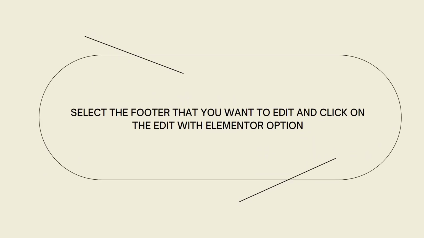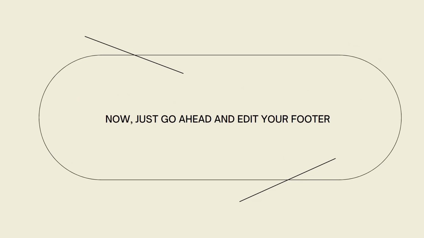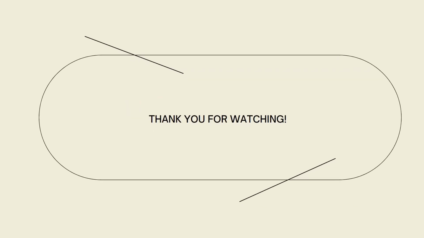Then, once you've done that, select the footer that you want to edit. Once you've selected it, scroll down until you see the Edit with Elementor option at the lower part of the footer that you've selected. Now just go ahead and edit your footer, and that is how you edit the footer in WordPress using Elementor.